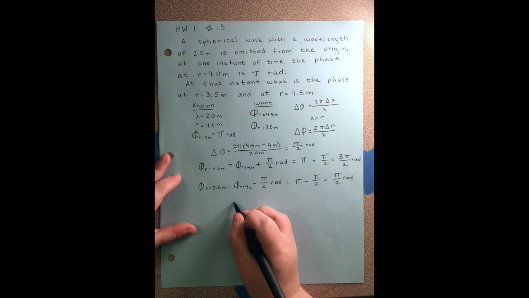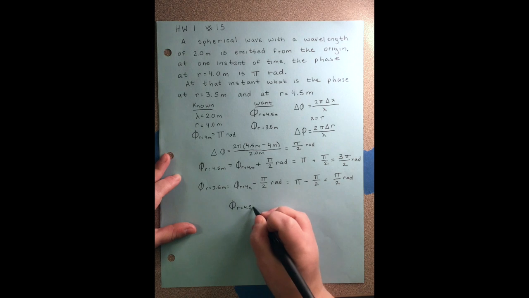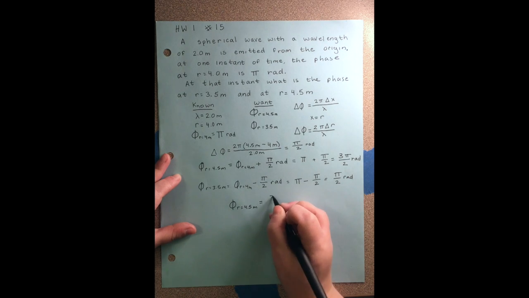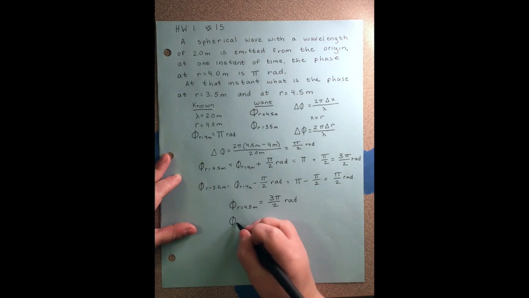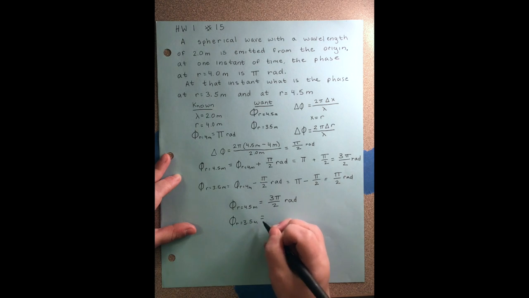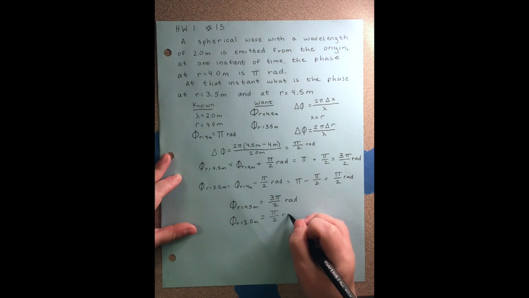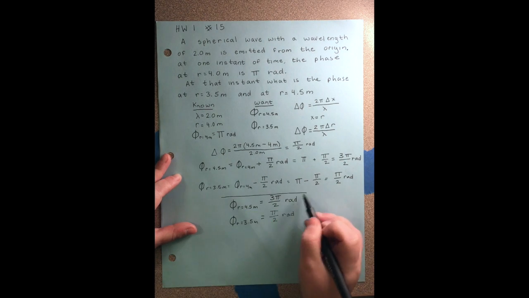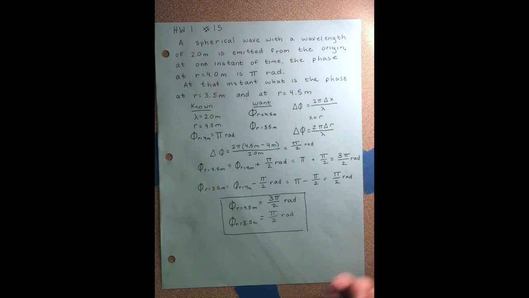So in the end, your phase where r is equal to 4.5 meters is 3 pi over 2 radians. And the phase when r is equal to 3.5 meters is pi over 2 radians. And that's it. I hope that was helpful.